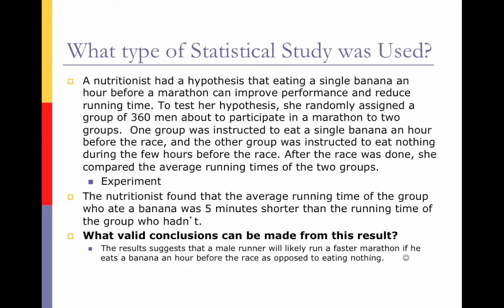Here, the results suggest that a male runner will likely run a faster marathon if he eats a banana an hour before the race, as opposed to eating nothing. Now, the only thing about this conclusion is that we can only compare eating a banana to eating nothing.